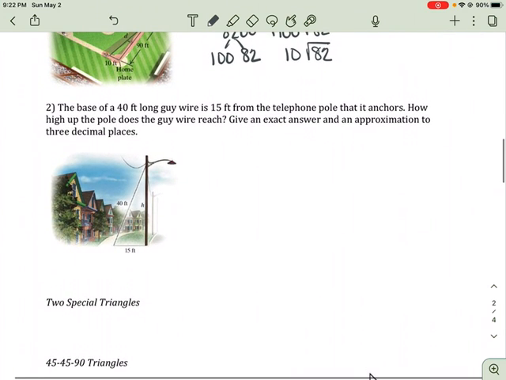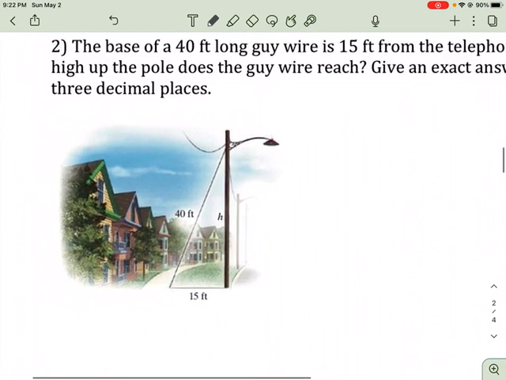The base of a 40-foot long guy wire is 15 feet from the telephone pole that it anchors. How high up the pole does the guy wire reach? And again, we want an exact solution and an approximate solution to 3 decimal places.